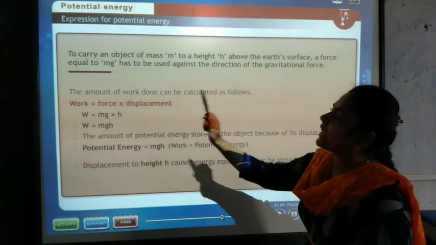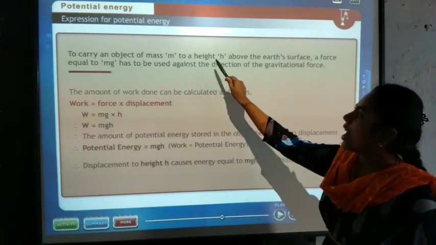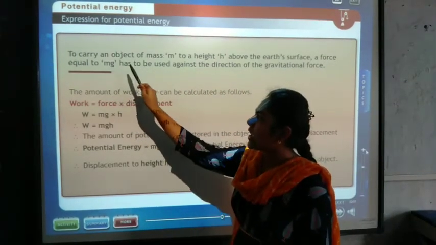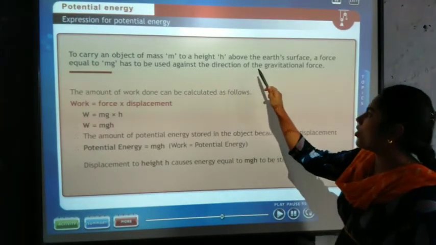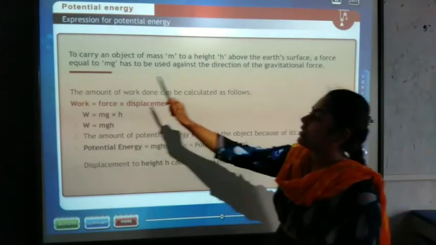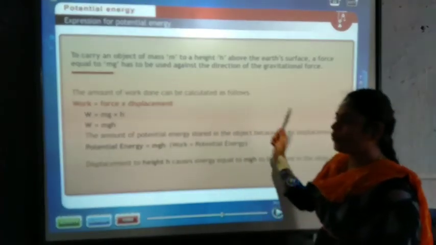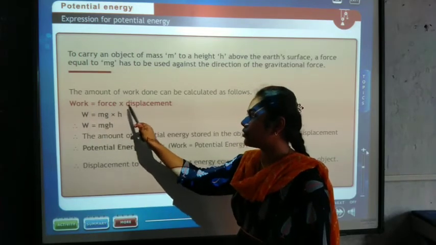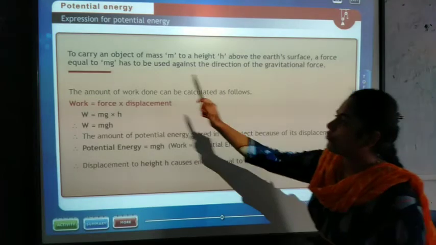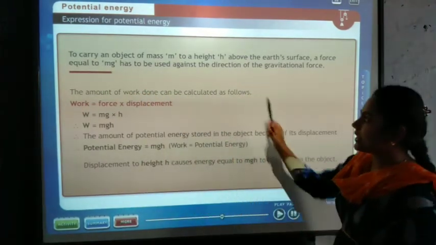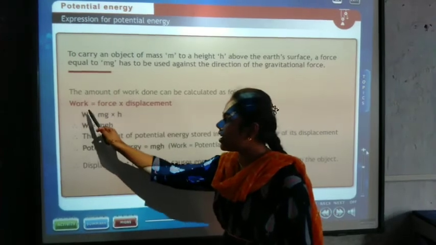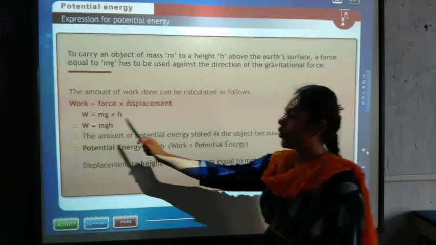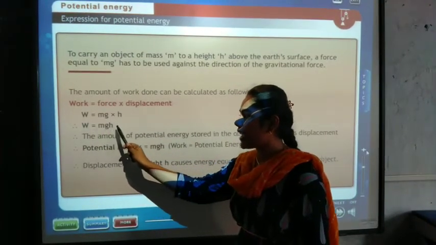What we have seen: to carry an object of mass m to a height h above the Earth's surface, a force equal to mg has to be used against the direction of the gravitational force. The amount of work done can be calculated as follows. As we know the formula for work, work is equal to force into displacement. Here the force is mg and the displacement is h. So we will put the values here. W is equal to mg into h. Multiply it. So what will we get? W is equal to mgh.